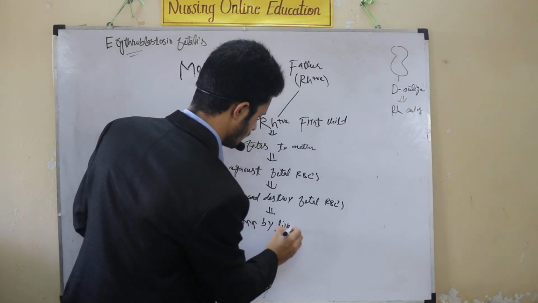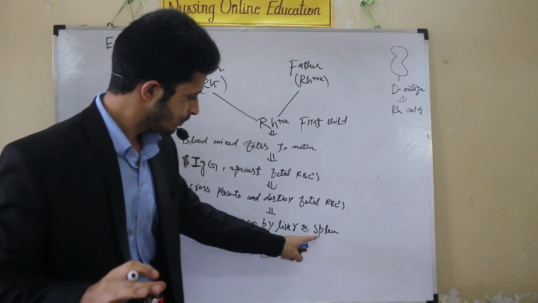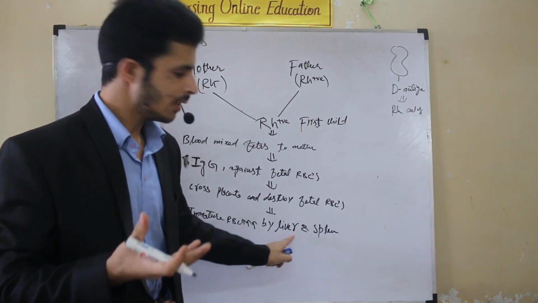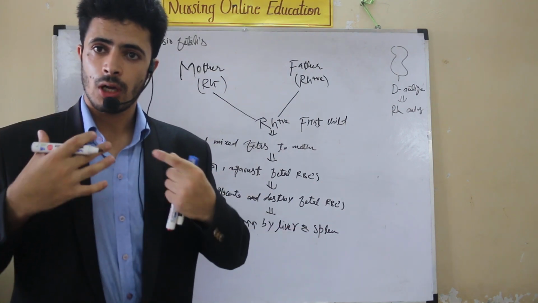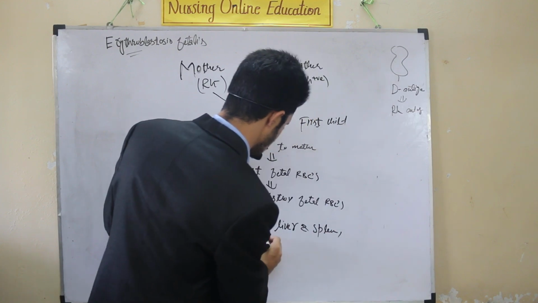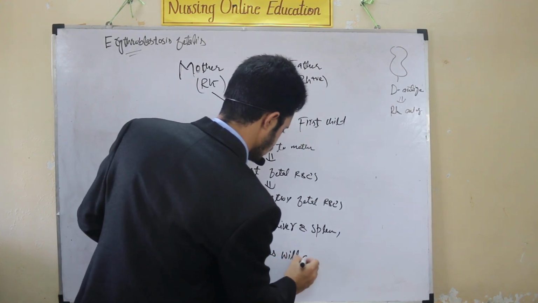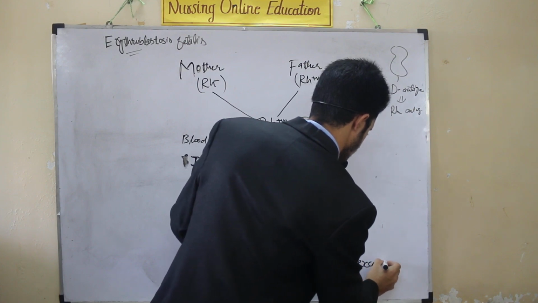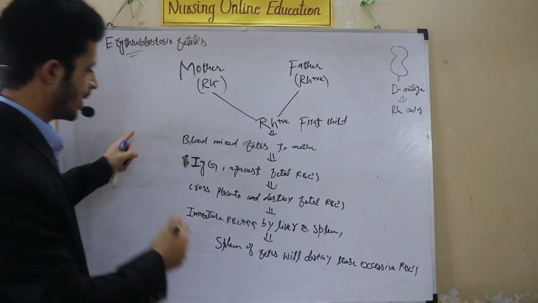But we all know that the spleen is the graveyard of RBCs. Formation occurs in the liver and spleen, but the spleen is a graveyard of RBCs. So when there is an excess of RBCs in the second fetus, the fetal spleen will try to destroy these immature excessive RBCs. So when the spleen of the fetus destroys these excessive RBCs, I will write here what will happen.